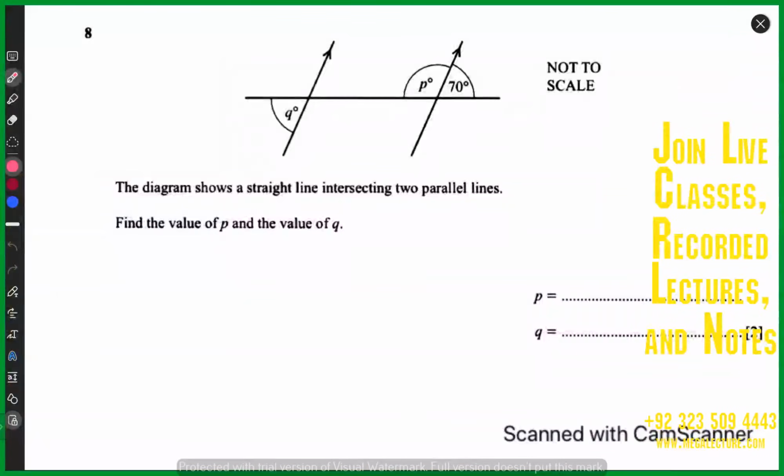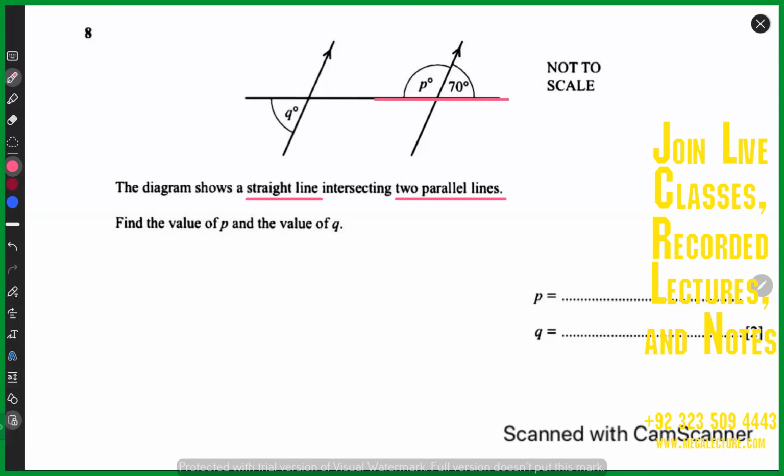Okay. The diagram shows a straight line intersecting two parallel lines, okay? Now, you need to find out the value of P and you need to find out the value of Q. Okay, that's simple. We know that this is a straight line, right? This is a straight line.